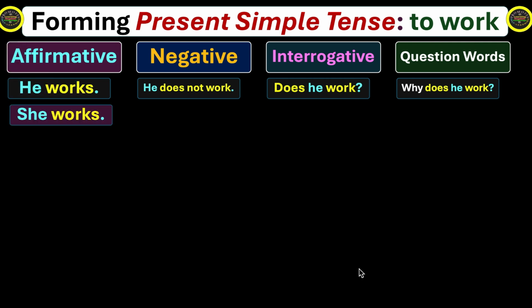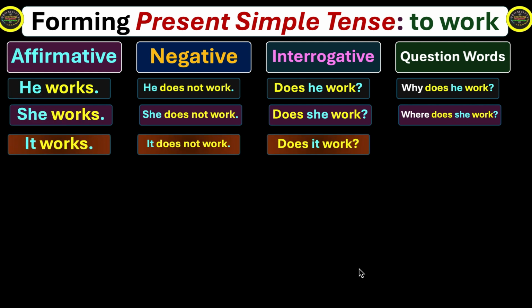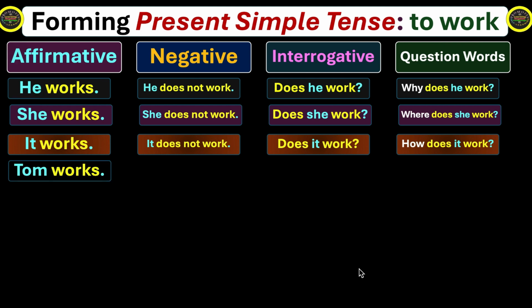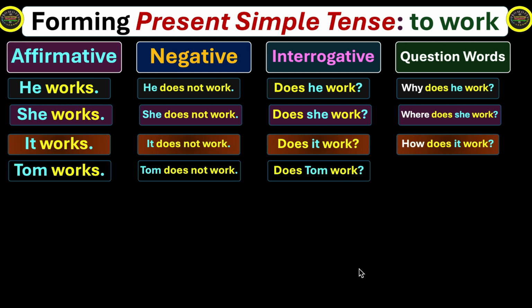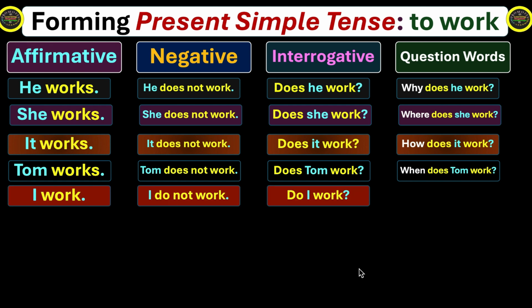Likewise, we have she works. She does not work. Does she work? Where does she work? We continue. It works. It does not work. Does it work? How does it work? And singular noun. Tom works. Tom does not work. Does Tom work? When does Tom work? I work. I do not work. Do I work?